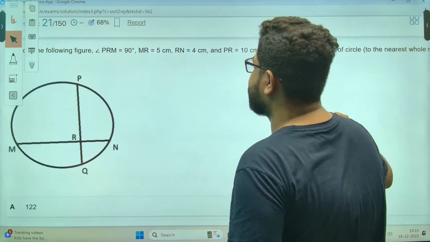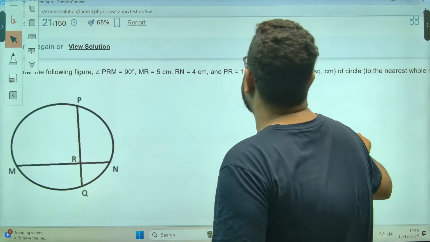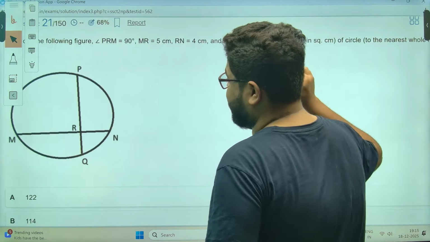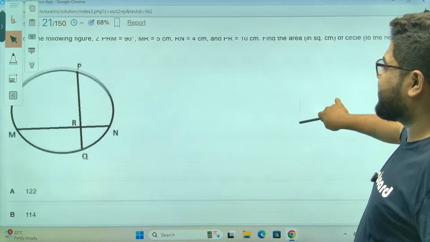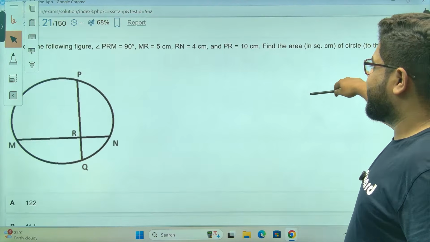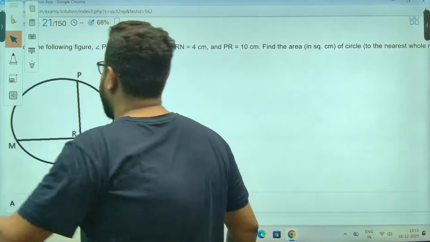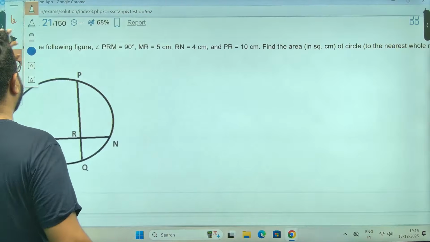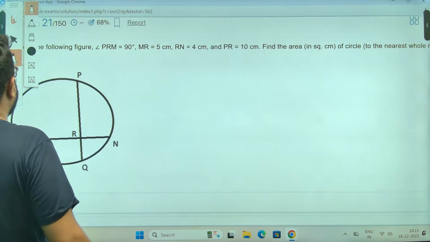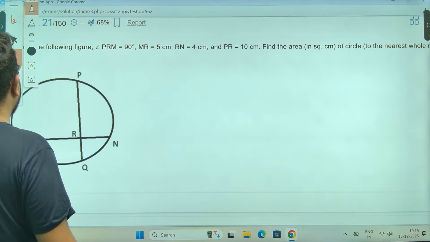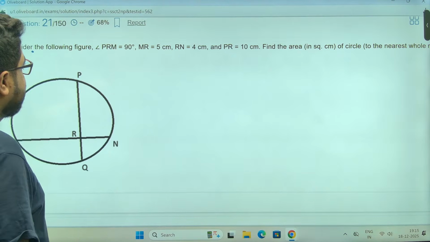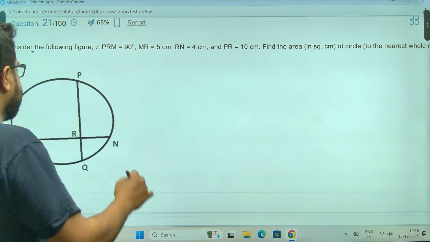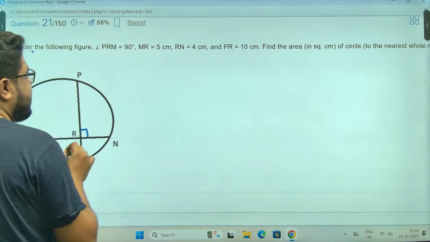Okay, this looks like a good question. They are asking to find the circular area. This is a good question. We will require a theorem here, I guess. Let's see. I'm not 100% sure. I have to do the question, then only I can say whether we need this. Couple of theorems. This is 90 degree. That's why we need this.